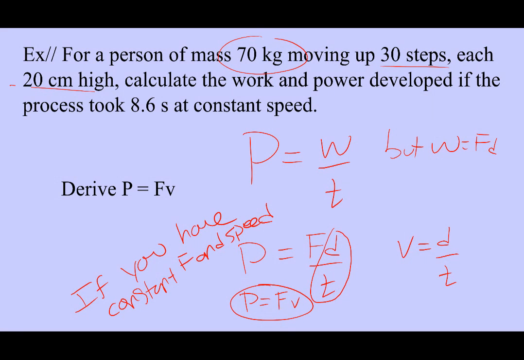Gives you a force and a speed. Like here's an example. How much power does a car need if it takes 1,000 newtons of force to keep it traveling at a constant speed of 10 meters per second? So multiply the force by that constant speed. That is the power the car needs to generate. All right, that's the type of situation you would use that for.